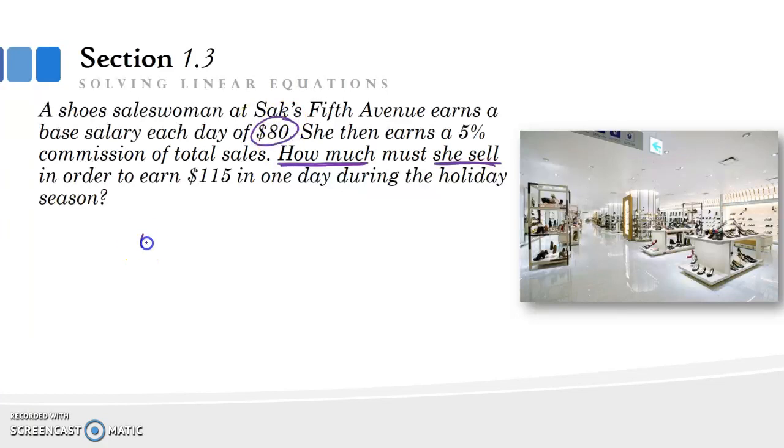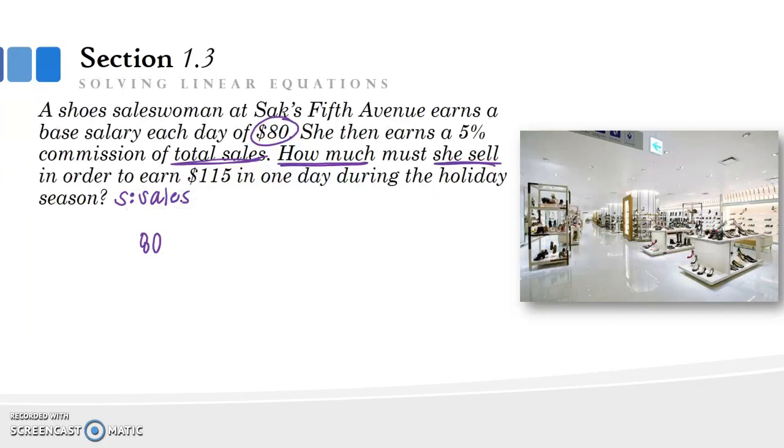So we know that no matter what happens with her sales, she's guaranteed to earn $80. Then it says she earns a 5% commission of total sales. Now, total sales is what we don't know. It's what we're going to be solving for. So I'm going to go ahead and define the variable S as representing sales.